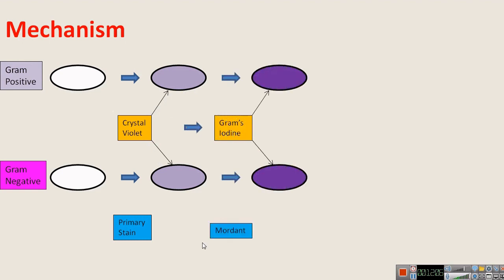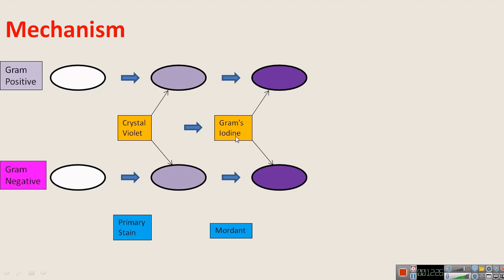Subsequently we treat the smear with Gram's iodine. Now Gram's iodine here is acting as a mordant, and the role of a mordant is to increase the affinity between the stain molecules and the bacterial cells. Here Gram's iodine is increasing the affinity between crystal violet and the bacterial cells.